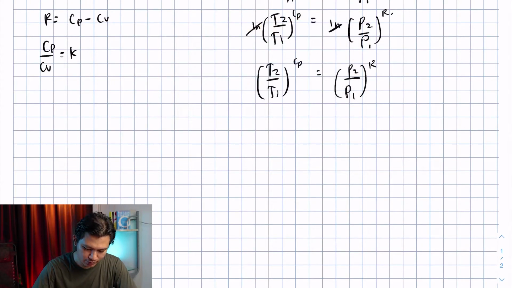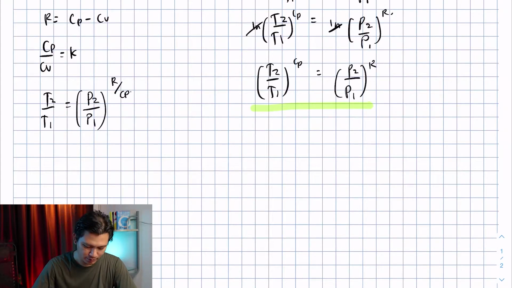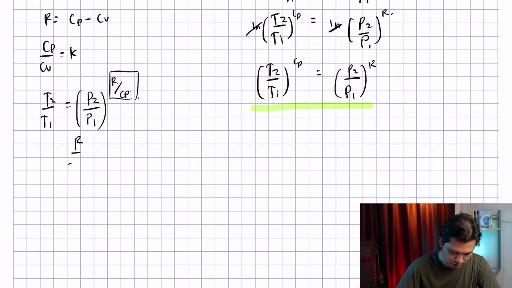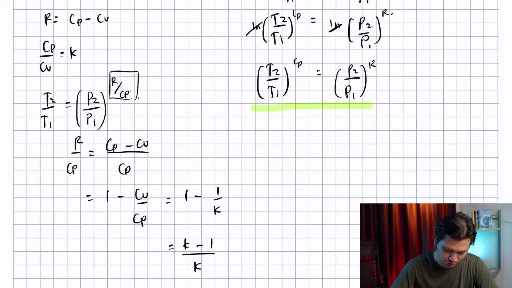If I manipulate this equation, T2 over T1 equals P2 over P1 to the power of R over Cp. We know that R equals Cp minus Cv, so let's solve for this term. R over Cp equals Cp minus Cv divided by Cp, so this is 1 minus Cv over Cp, which is 1 minus 1 over K, or K minus 1 over K. So there you go: the relationship between T2 and T1 is P2 over P1 to the power of K minus 1 over K.